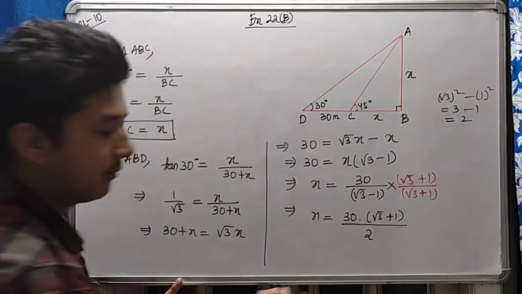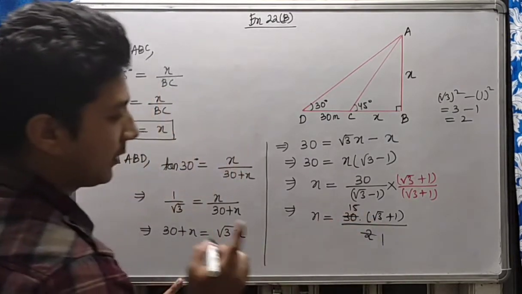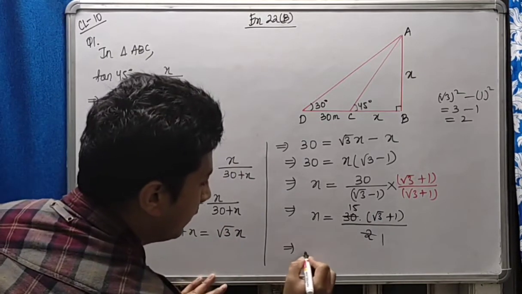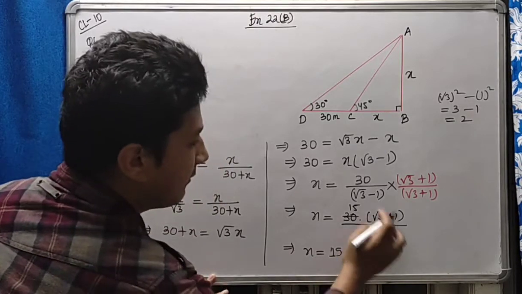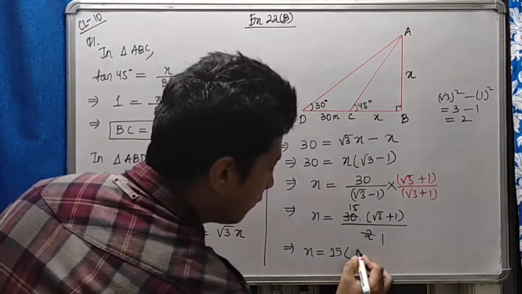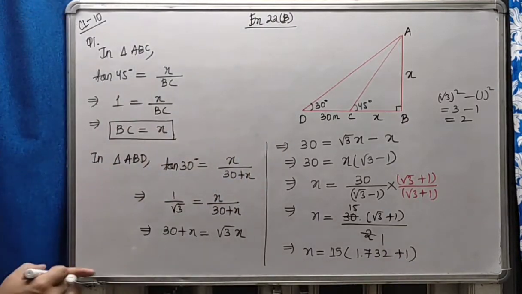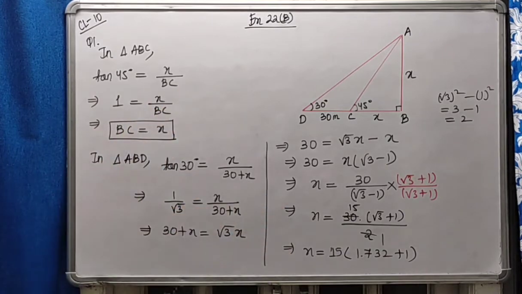I can cancel it. 2 1s are 2, 2 15s are 30, and therefore x is equal to 15 into root 3 plus 1. What is the value of root 3? Root 3 is 1.732 plus 1. I hope you are done till here. Please pause the video and note down till here.